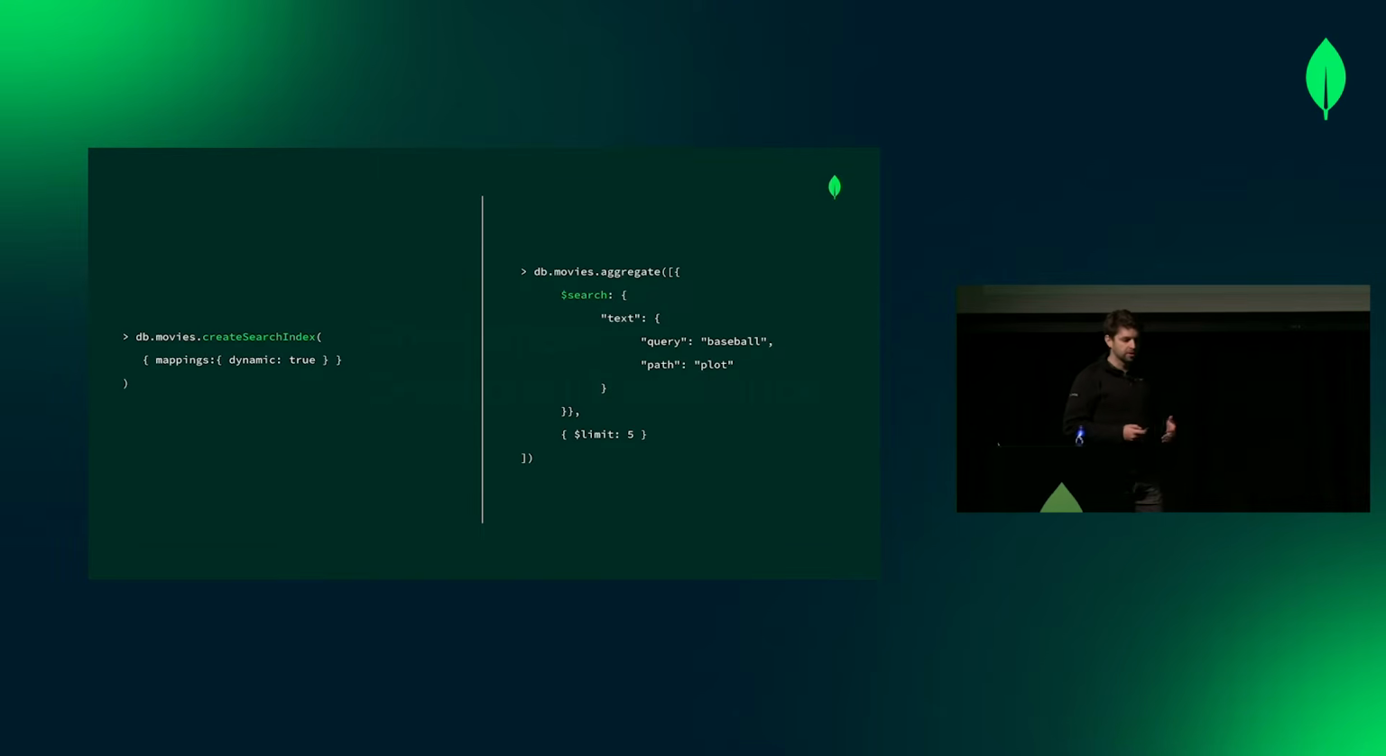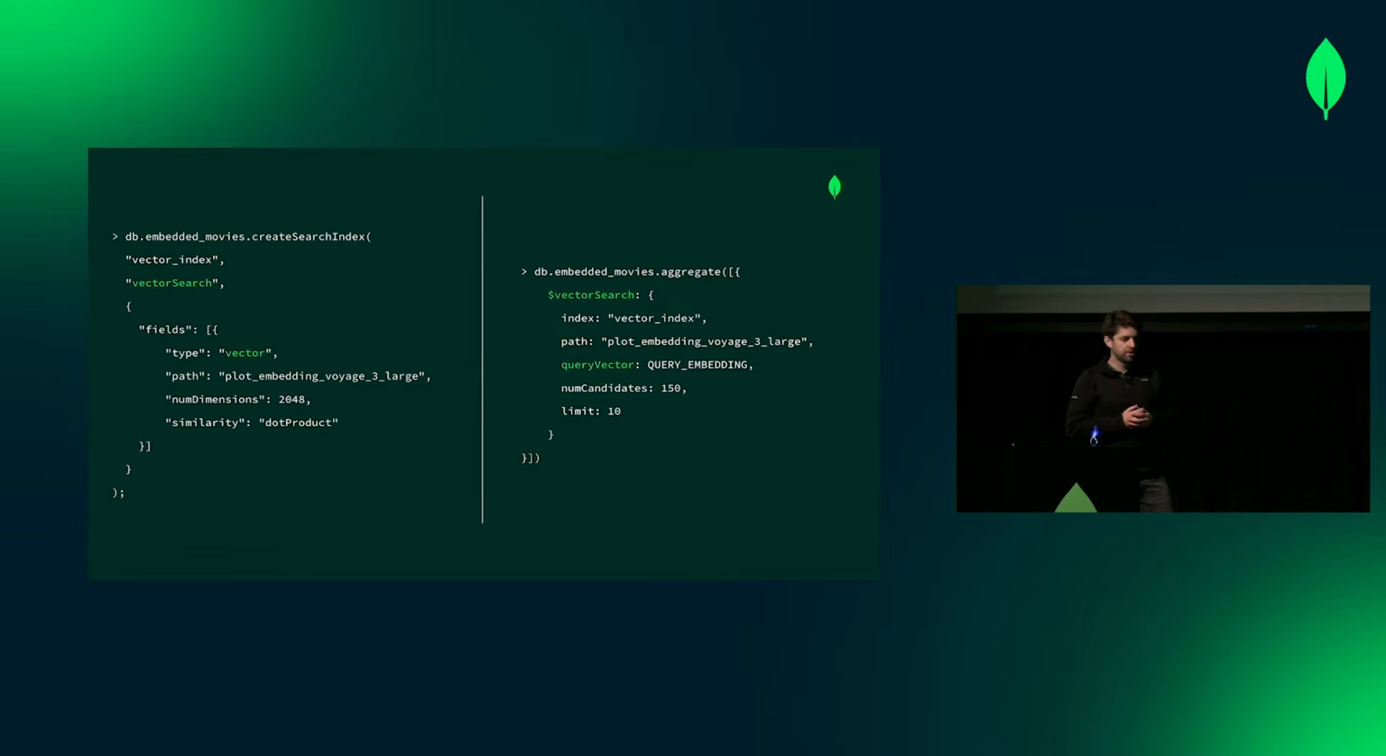So this is what it looks like to use search. It's really simple. You just run commands just like any other command in MongoDB. Here on the left, you can see how you create a search index, just a simple command run against the database. And then $search itself is an aggregation pipeline stage, just like any other. Run it. It composes with other stages, like you can see here with $limit. And it's that simple. Same story for vector search.